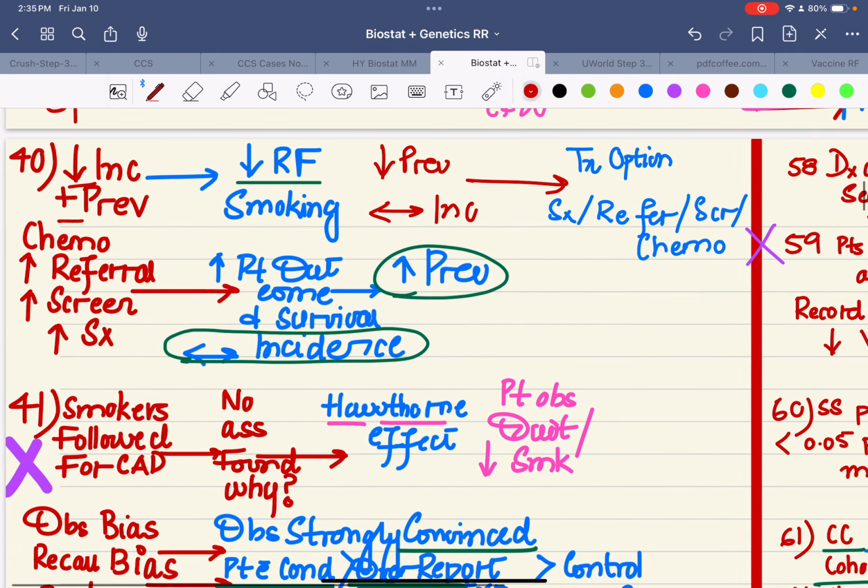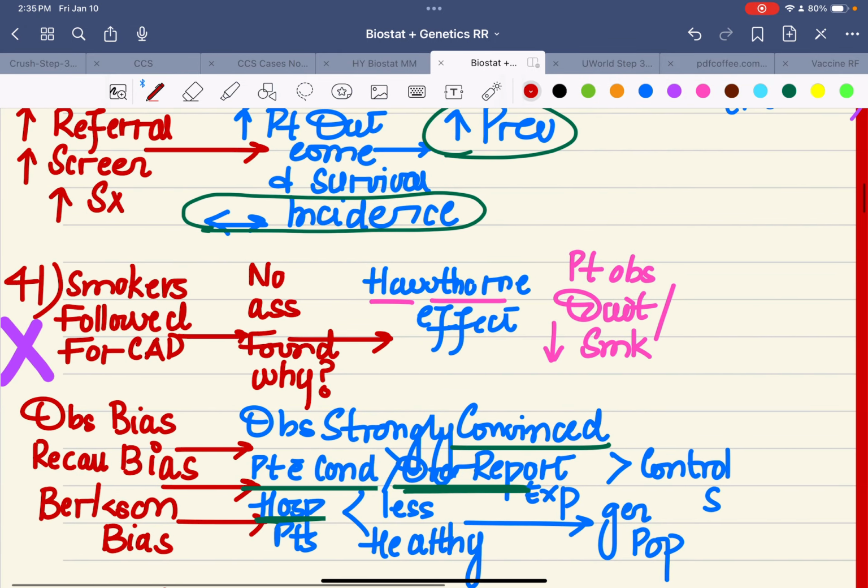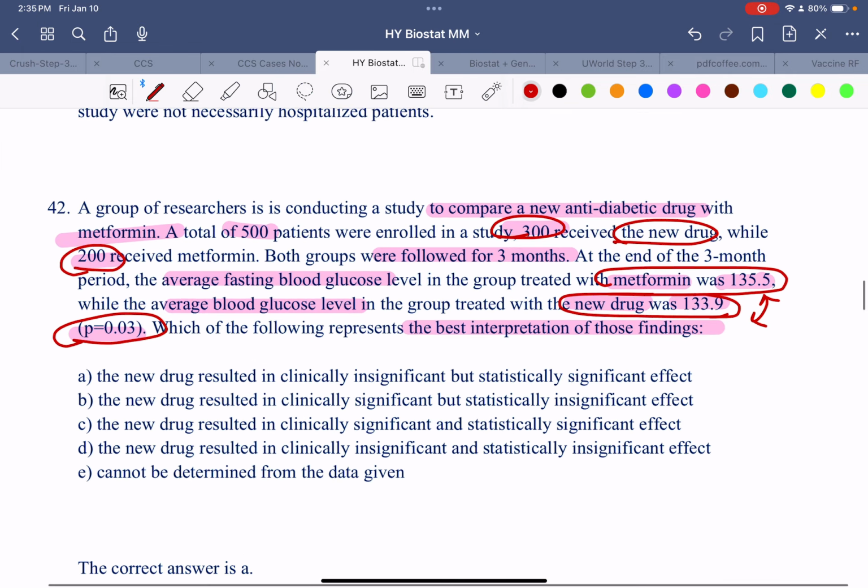So this is what we have done over here: if the smokers are followed for coronary artery disease and no association is found, why? What could be the reason? Hawthorne effect. The patients are being observed, and therefore they either decreased how much they were smoking or quit smoking altogether. Question number 42.